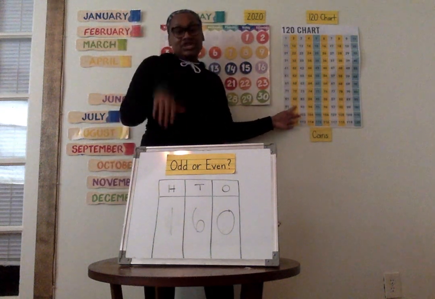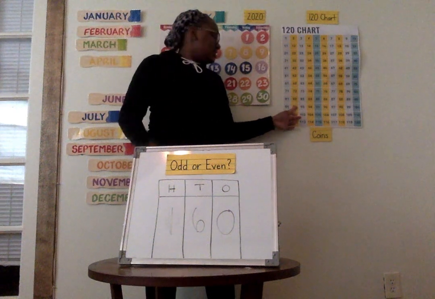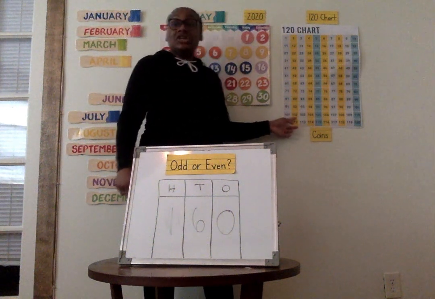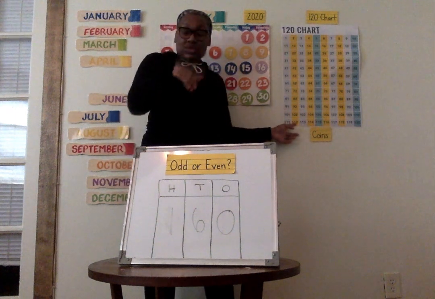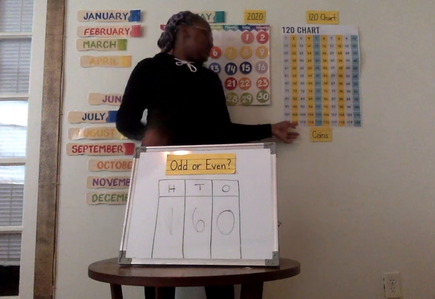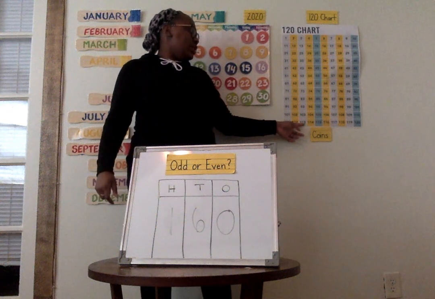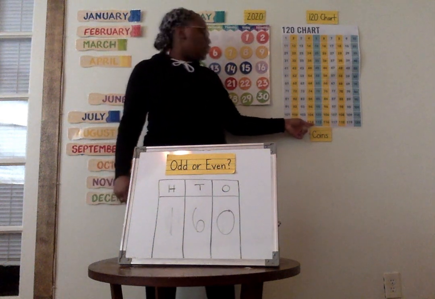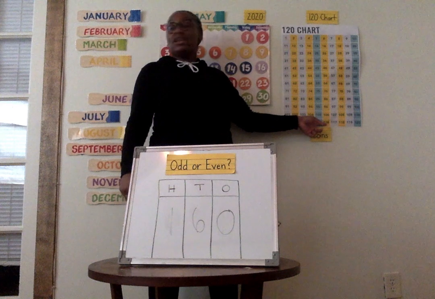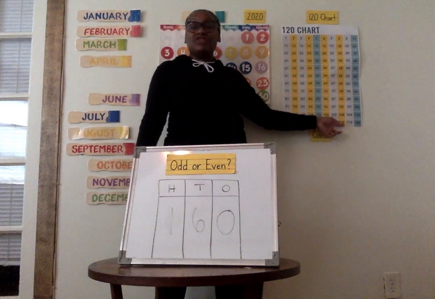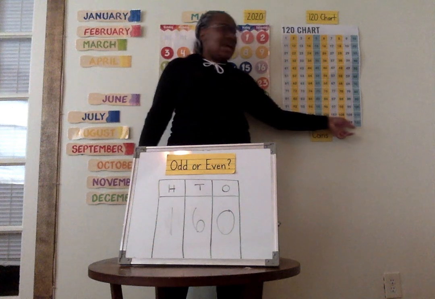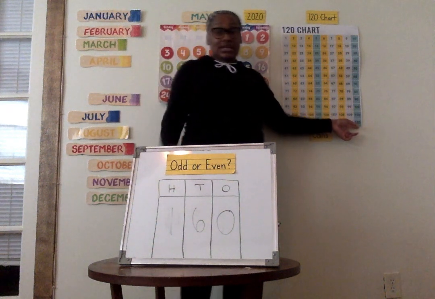Stop. Switch. Count up by tens. 92, 102, 112. Stop. Switch. Count up by ones. 112, 113, 114, 115, 116, 117, 118, 119, 120.